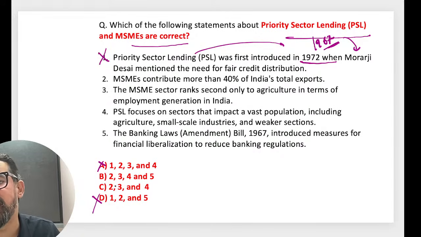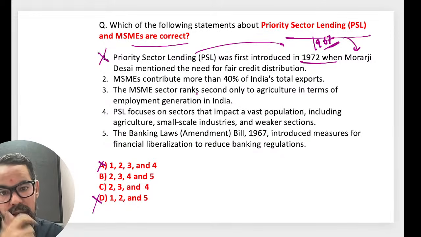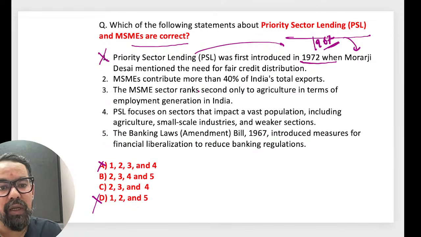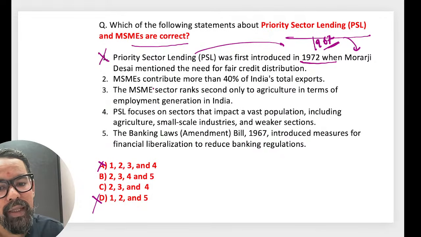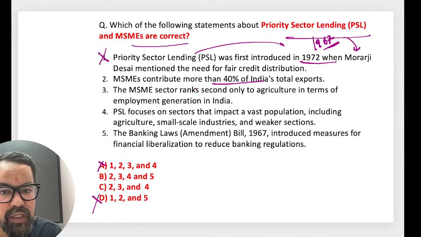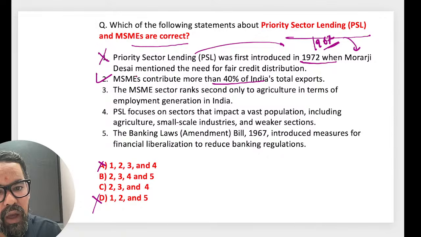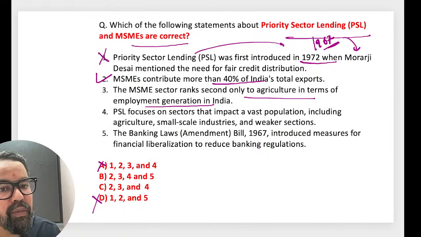Gayatri ma'am is saying C. So this was coined by Morarji Desai without any doubt, which is true, but it is during 1967. In 1972 the RBI came up with the guidelines, which became applicable to the banks and all. All right, guys. Then, MSME contribute more than 40% of India's total export. This is true. MSME sector ranks second only after agriculture in terms of employment generation.